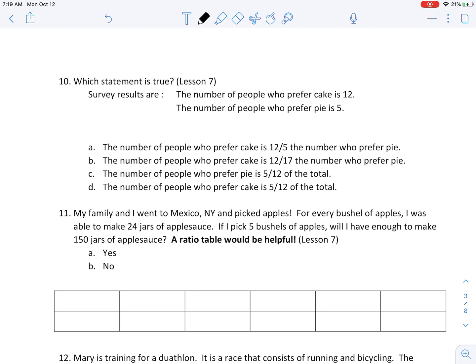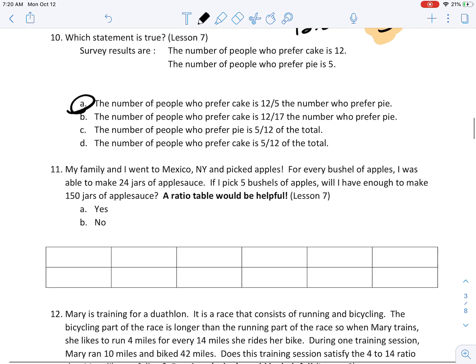Number 10, which statement is true? Survey results are: the number of people who prefer cake is 12. The number of people who prefer pie is 5. Okay, if we take the ratio 12 to 5 and make that a value, it would be 12 over 5, and that would be the reduced version. Okay, so let's read number 1. The number of people who prefer cake is 12/5 the number who prefer pie. Well, is that true? It is true, because we just determined our value up here. So A is our answer.